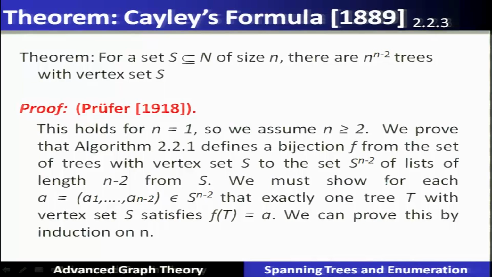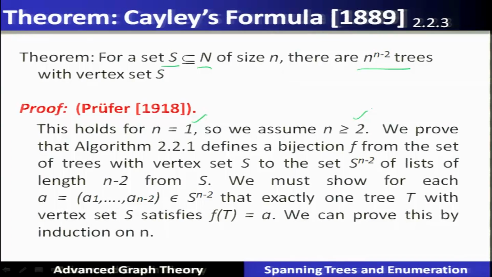So Cayley's theorem says that for a given set S, which contains the elements labeled from 1 to n, there are n raised to the power n minus 2 different trees. Let us see the proof of this particular theorem. Now this will hold for the number of vertices being 1. So let us assume that n is greater than 2.